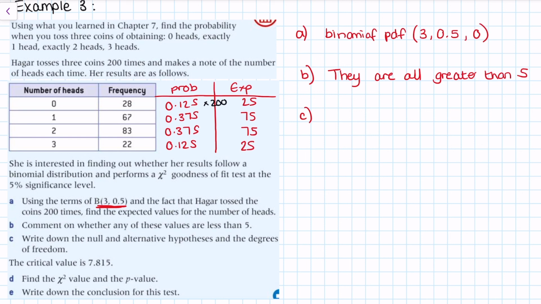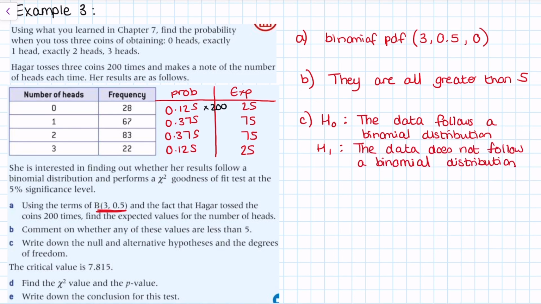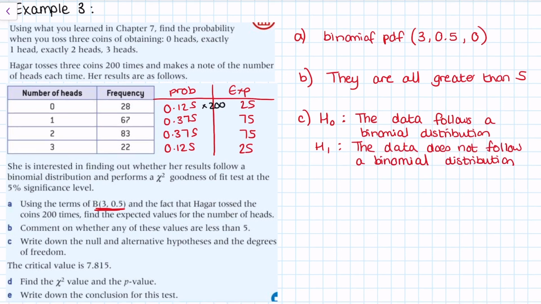Part C, write down the null and alternate hypothesis. So the null hypothesis will be the data follows a binomial distribution, or the number of heads follows a binomial distribution. The alternate will be that the data does not follow a binomial distribution. D, find the chi-squared value and the p-value. We're also going to need the degrees of freedom, so degrees of freedom will be 4 minus 1, which equals 3, because we've got 4 bits of data.